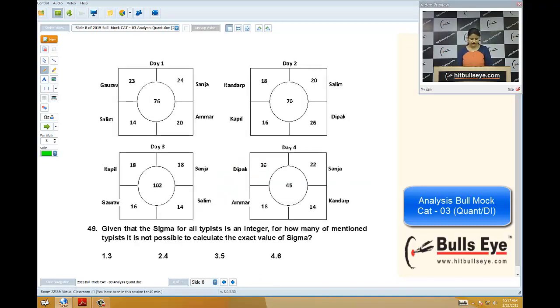For day 1, for example, Gaurav is typing 23% of the lines.